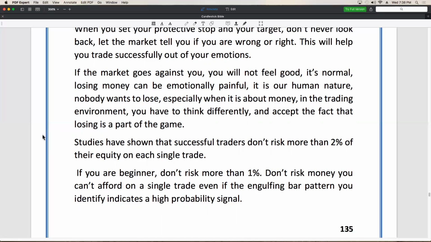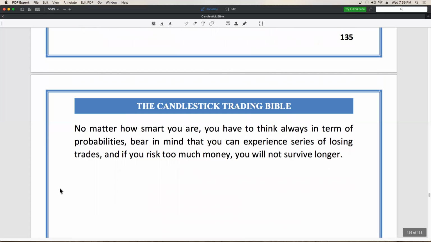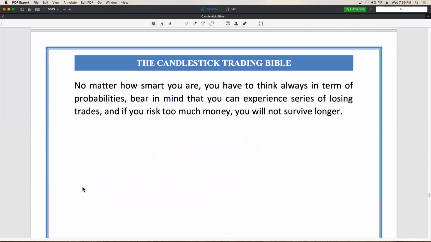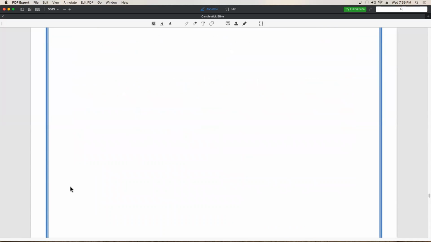Don't risk money you can't afford on a single trade, even if the engulfing bar pattern you identify indicates a high probability signal. No matter how smart you are, you have to think always in terms of probabilities. Bear in mind that you can experience a series of losing trades, and if you risk too much money, you will not survive longer.